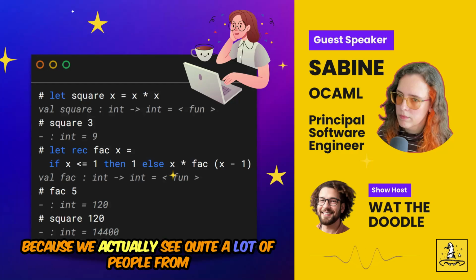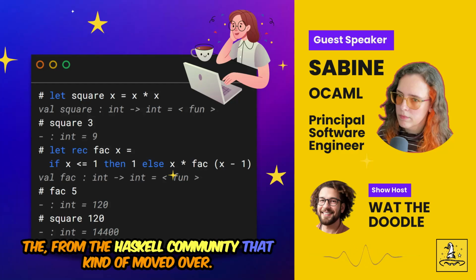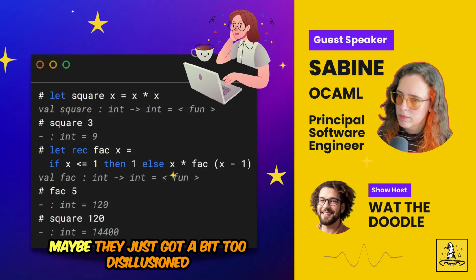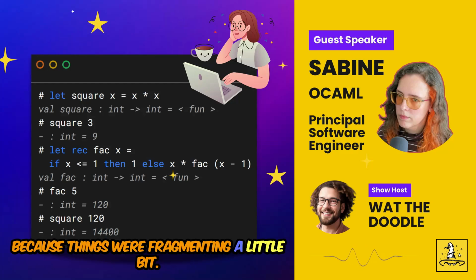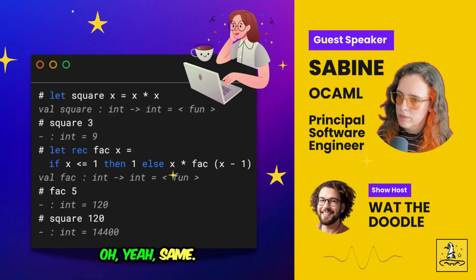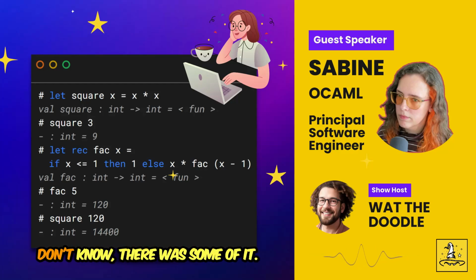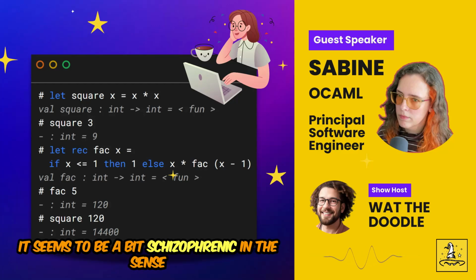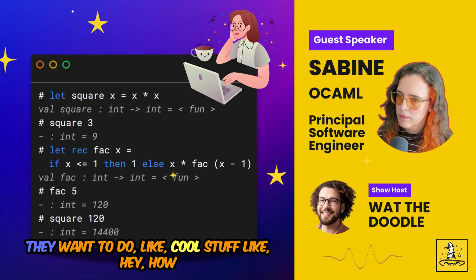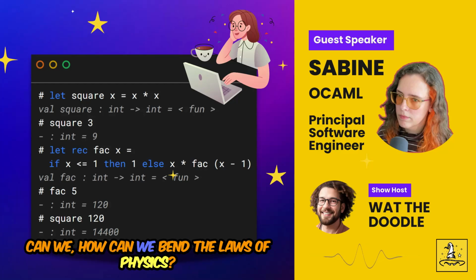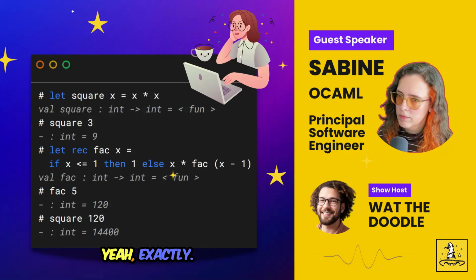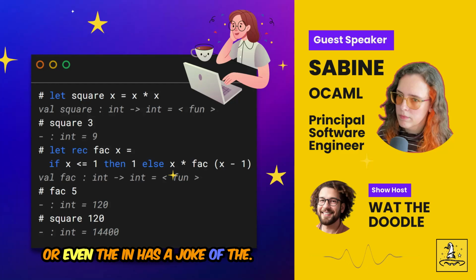Because we actually see quite a lot of people from the Haskell community that moved over. So they were Haskellers, and then they moved over to Rust. Maybe they just got a bit too disillusioned because things were fragmenting a little bit. I really liked Haskell, and there's so much cool stuff there. Oh yeah, same. But it seems to be a bit schizophrenic in the sense that you've got almost two communities in Haskell, where one side is purely academic, and they want to do cool stuff, like, how can we bend the laws of physics? Abstract nonsense, new type system features. Yeah, exactly. Or even the in-house, so a joke of the zygo, what's it called?